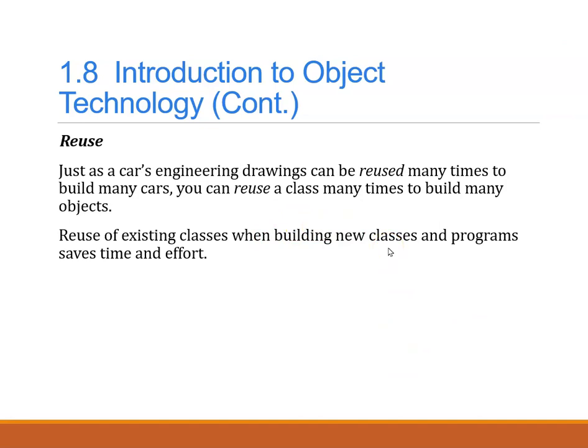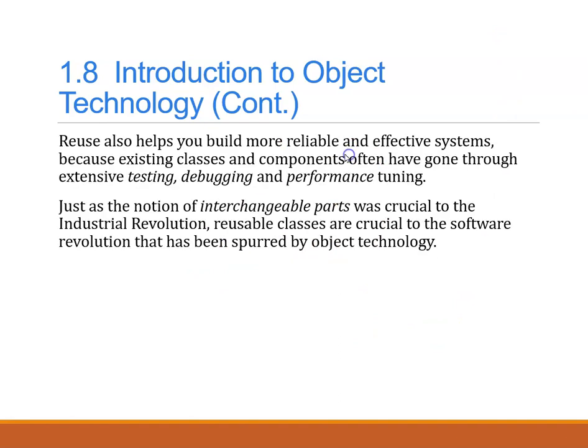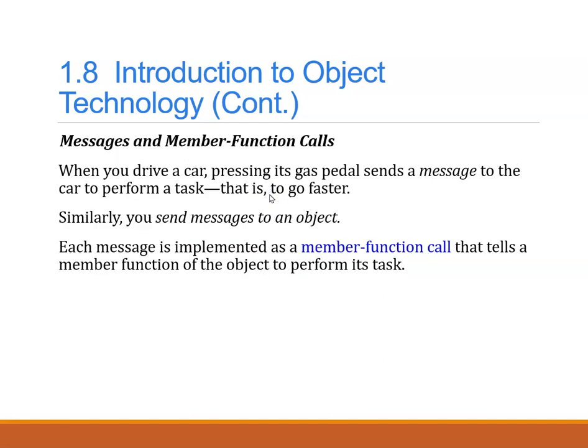One of the key points with classes is that classes are reusable. Think of a cookie cutter versus a cookie. A class is the cookie cutter, an object is the cookie. And reuse of existing cookie cutters saves a ton of time and effort. Reuse also helps you build more reliable and effective systems because we can reuse stuff we've used before that has been tested, debugged, and tweaked. Basically it gives us the notion of software interchangeable parts. Now, it doesn't quite work that well, but that's the idea at least.